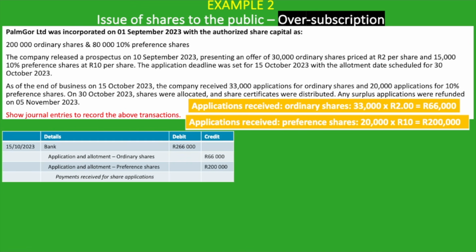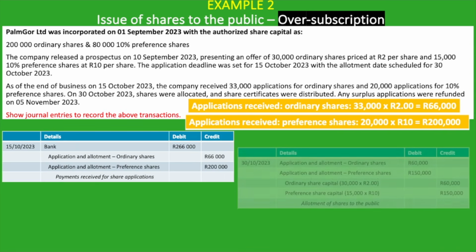So it's going to be 30,000 ordinary shares, and of course we'll multiply that by 2 rand. That's going to be 60,000 rand for ordinary shares, and then it's going to be 15,000 preference shares, and of course we'll multiply that by 10 rand per share, and it's going to give us 150,000 rand. Very important for you to understand that and to make sense of that. If you have oversubscription, you're only going to allocate the number of shares that you had initially offered, not everything that you received, or not all the money that you received.